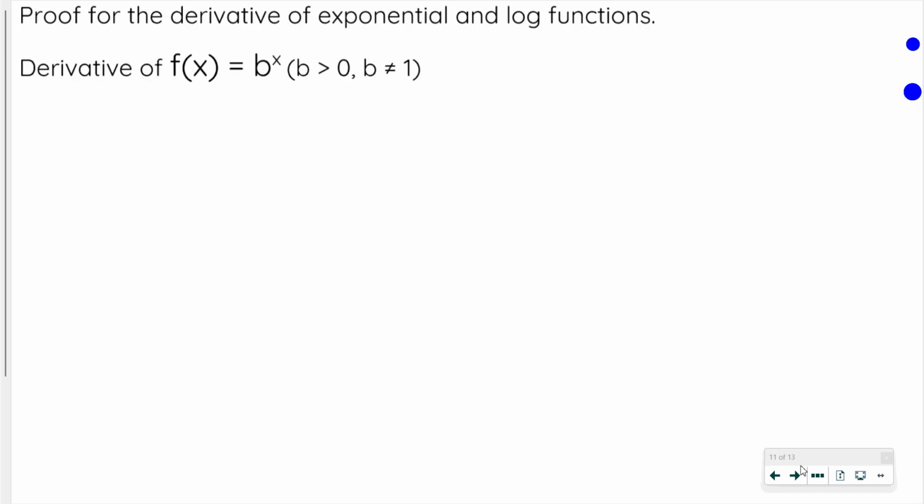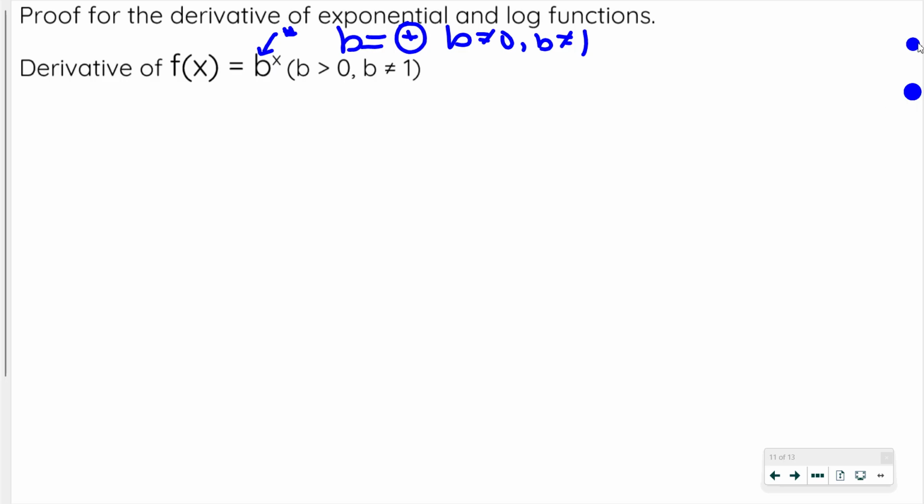So if I'm looking at this exponential function b to the x, b is just a number, the base. For this to be an exponential function, we know that the base has to be a positive number, and it can't be 0, and it can't be 1. So we say we're going to find the derivative of b to the x where b is greater than 0, not equal to 0, but also not equal to 1.